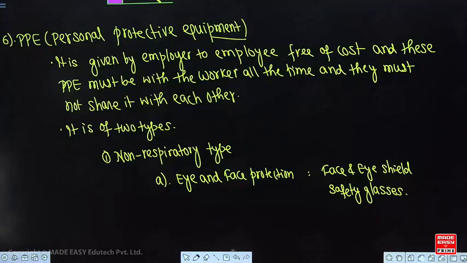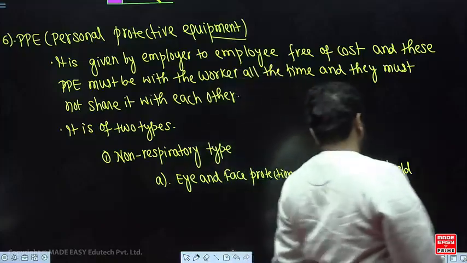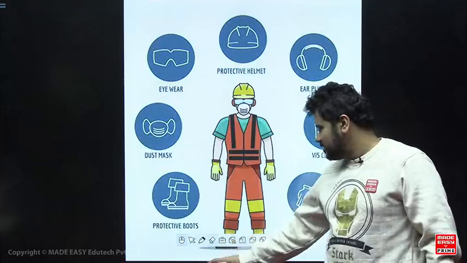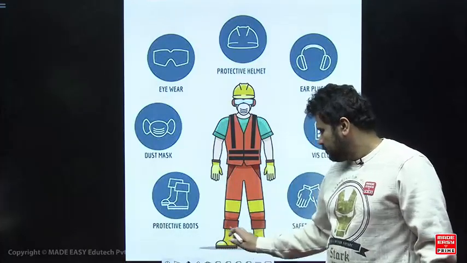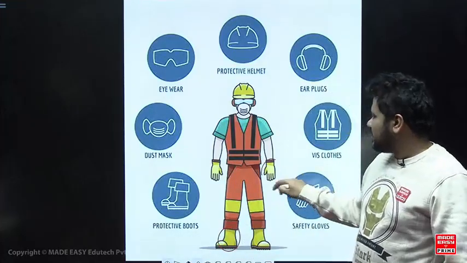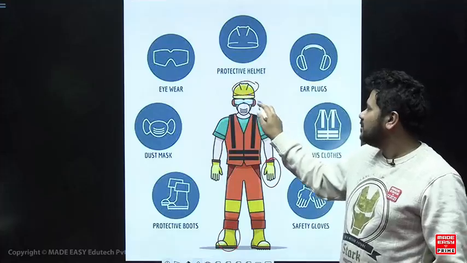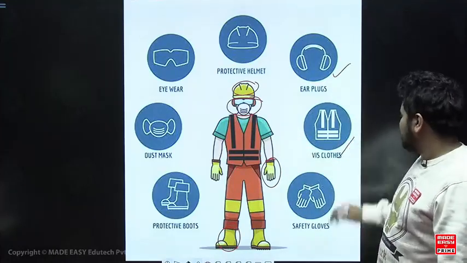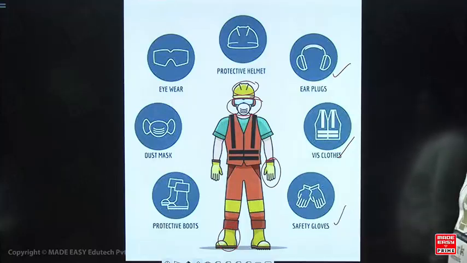Look, eye and face protection, face and eye shield, safety glasses, keep watching. This is called PPE, Personal Protective Equipment. You can see that these are the boots, right? So these are hand gloves, these are hard hats, face mask, eye shield, ear plugs, visible clothes, safety gloves, right? These are all called PPE. So this is how you can identify them.